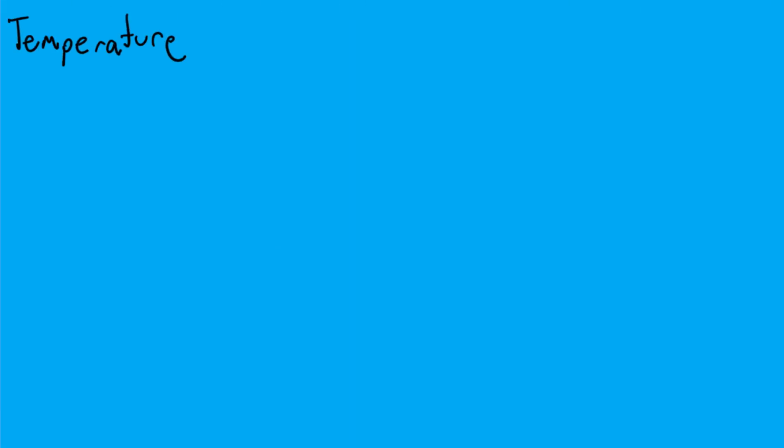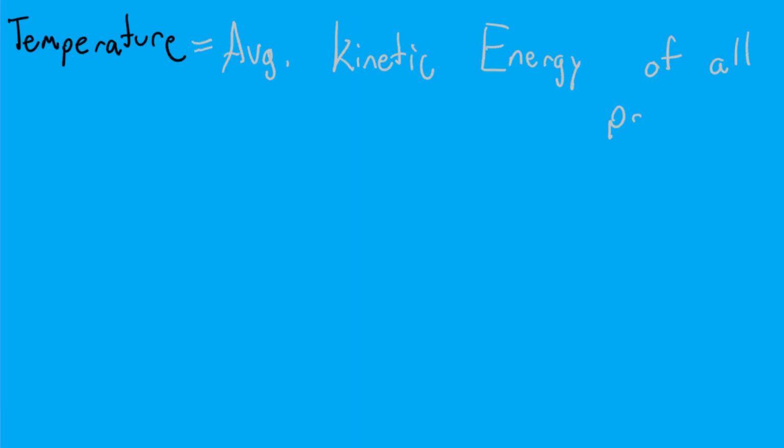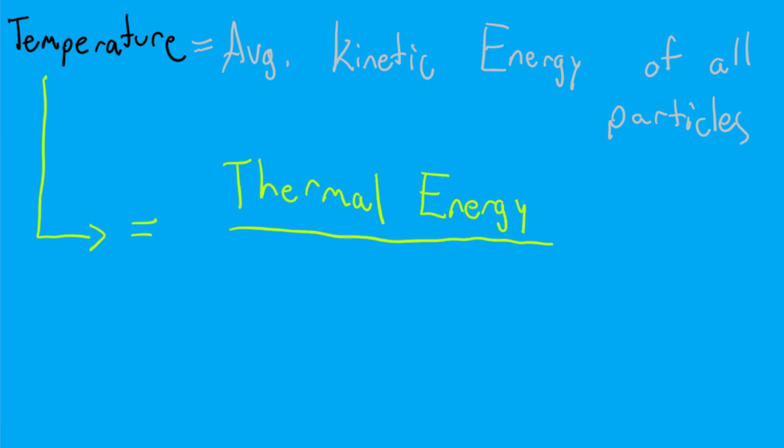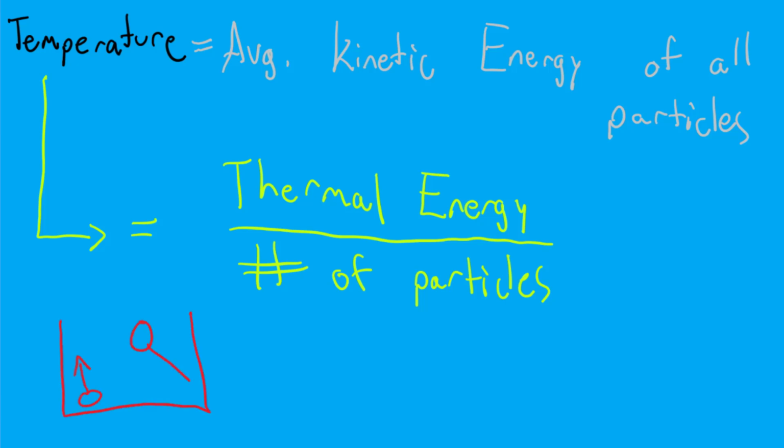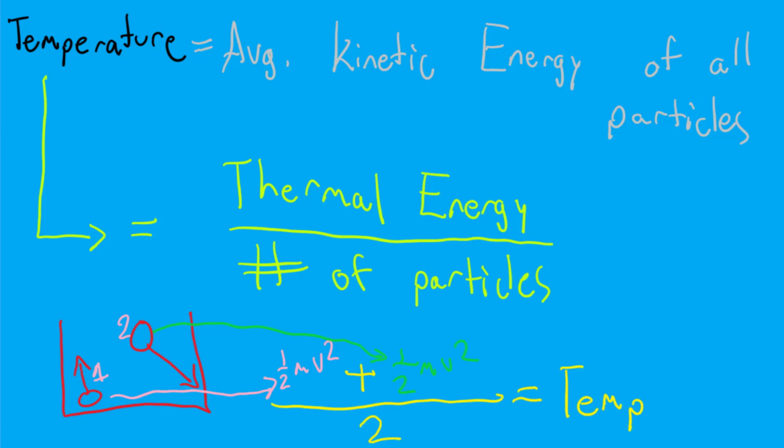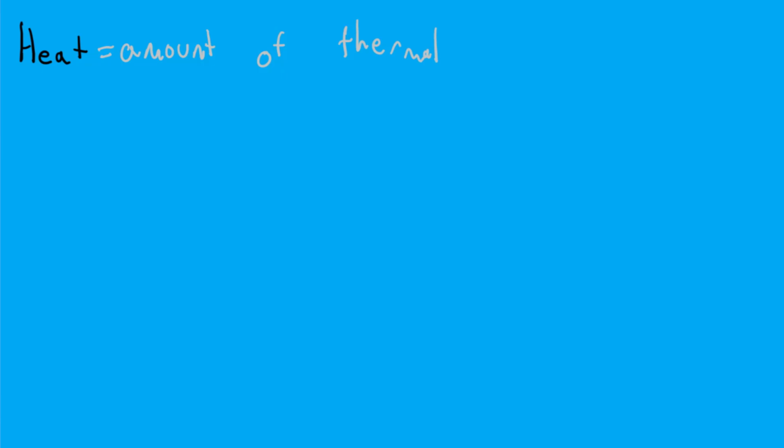Next, the temperature is the average kinetic energy of all the particles. It can also be related back to thermal energy because temperature is just thermal energy divided by the number of particles. For example, if you had two particles in a container, each would have a kinetic energy of 1/2 mv squared. You would add these up and then divide them by the number of particles, which would be 2, to find the temperature. Finally, heat is the amount of thermal energy transferred.